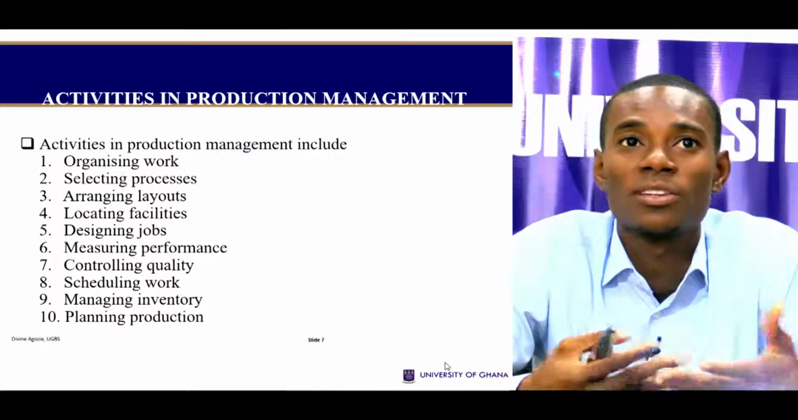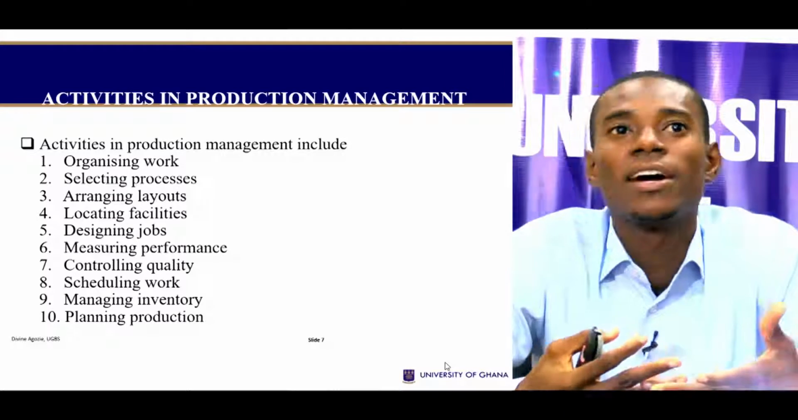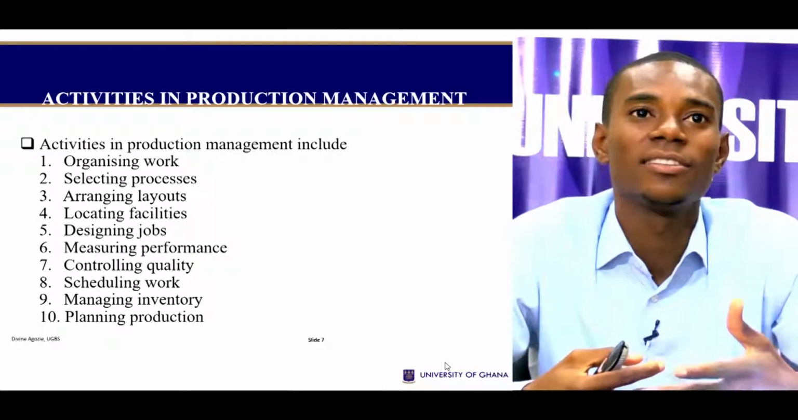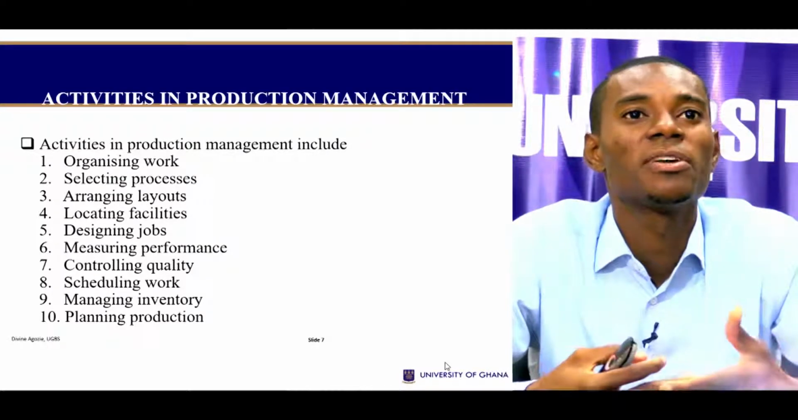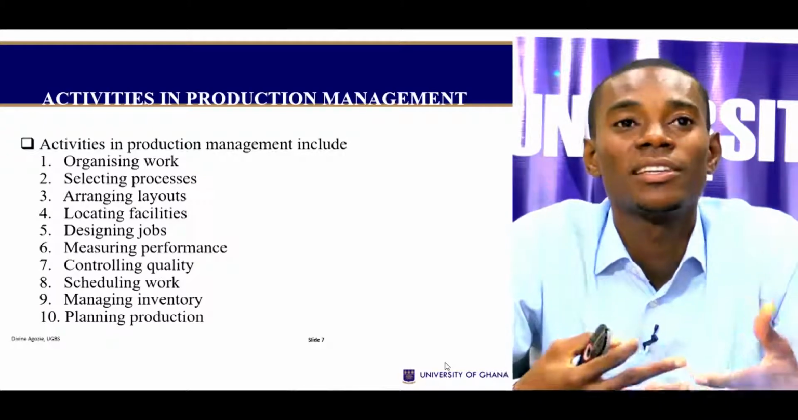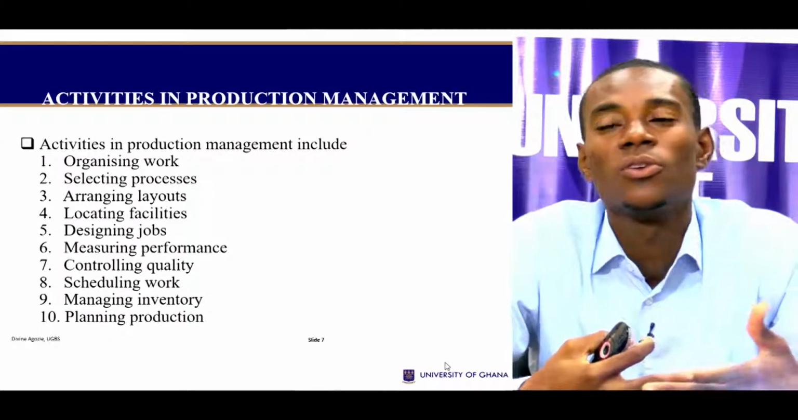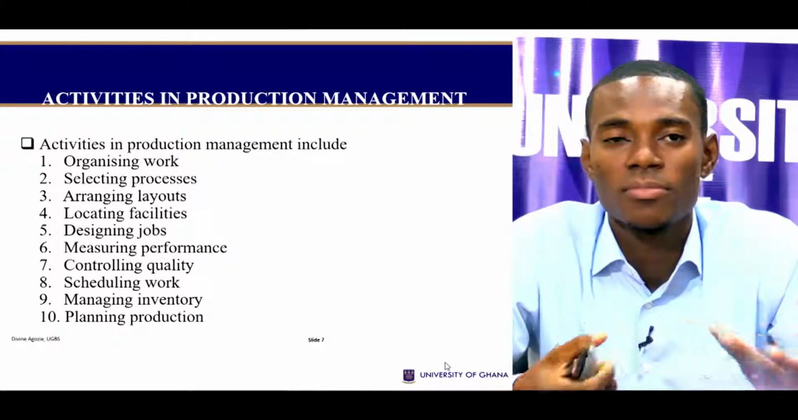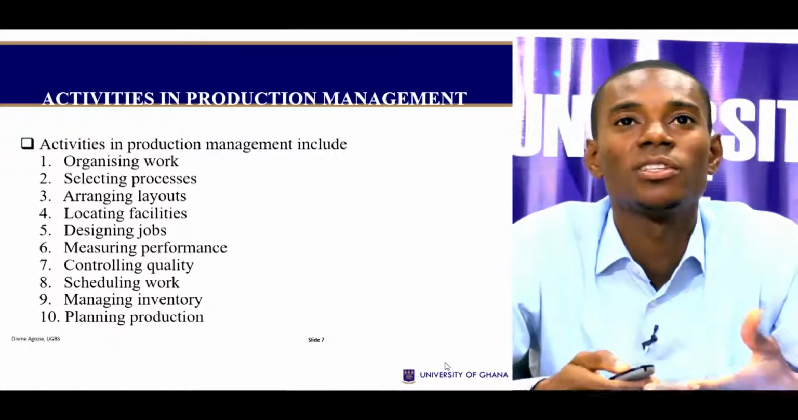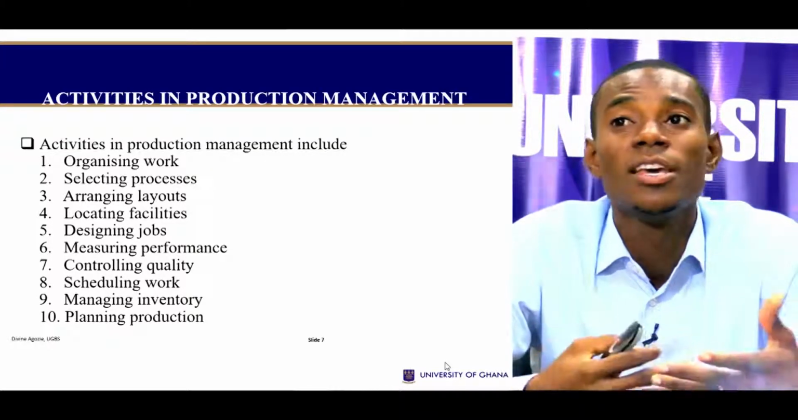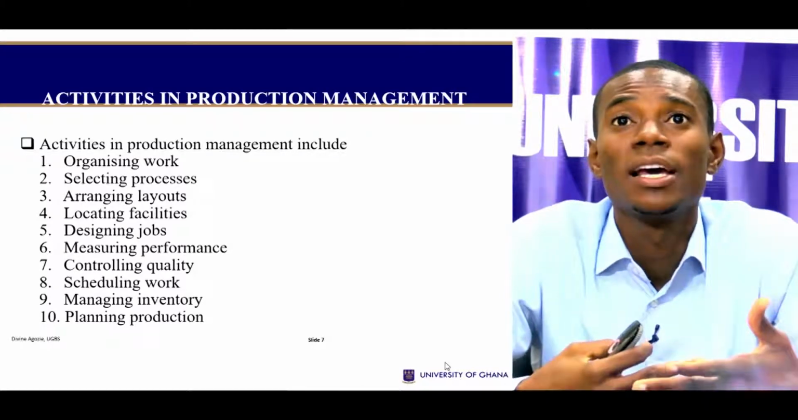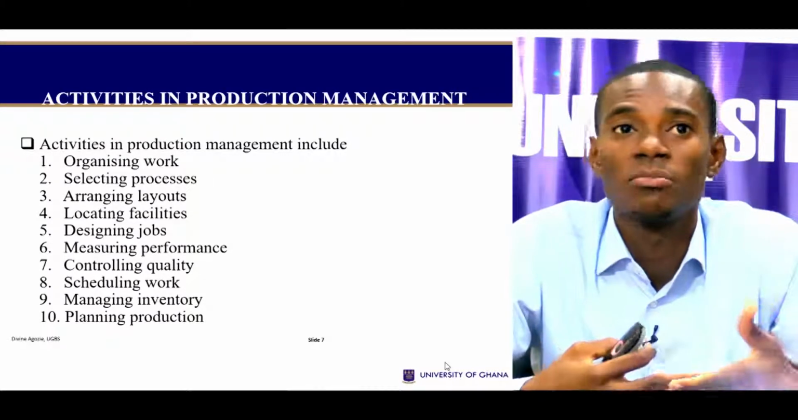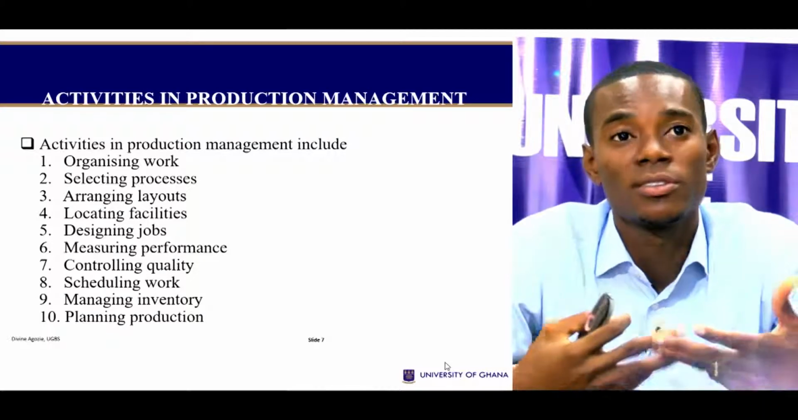You organize work, select processes, arrange layouts, locate facilities, design jobs, measure performance, control quality, schedule work, manage inventory, plan production. These are the top 10 activities we would really consider. It doesn't mean that if you find other activities, they don't come under production management. But these are really very significant.